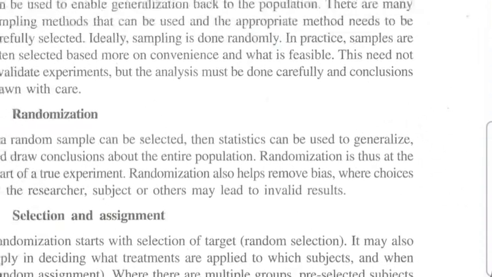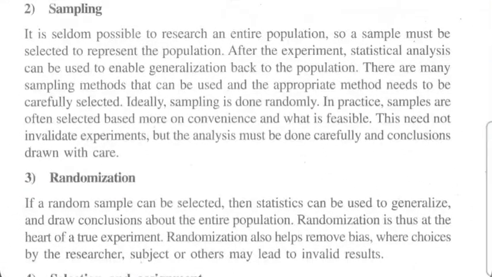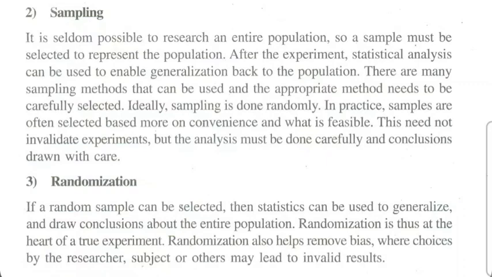2. Sampling. It is seldom possible to research an entire population, so a sample must be selected to represent the population. After the experiment, statistical analysis can be used to enable generalization back to the population. There are many sampling methods that can be used, and the appropriate method needs to be carefully selected. Ideally, sampling is done randomly. In practice, samples are often selected based more on convenience and what is feasible. This need not invalidate experiments, but the analysis must be done carefully and conclusions drawn with care.